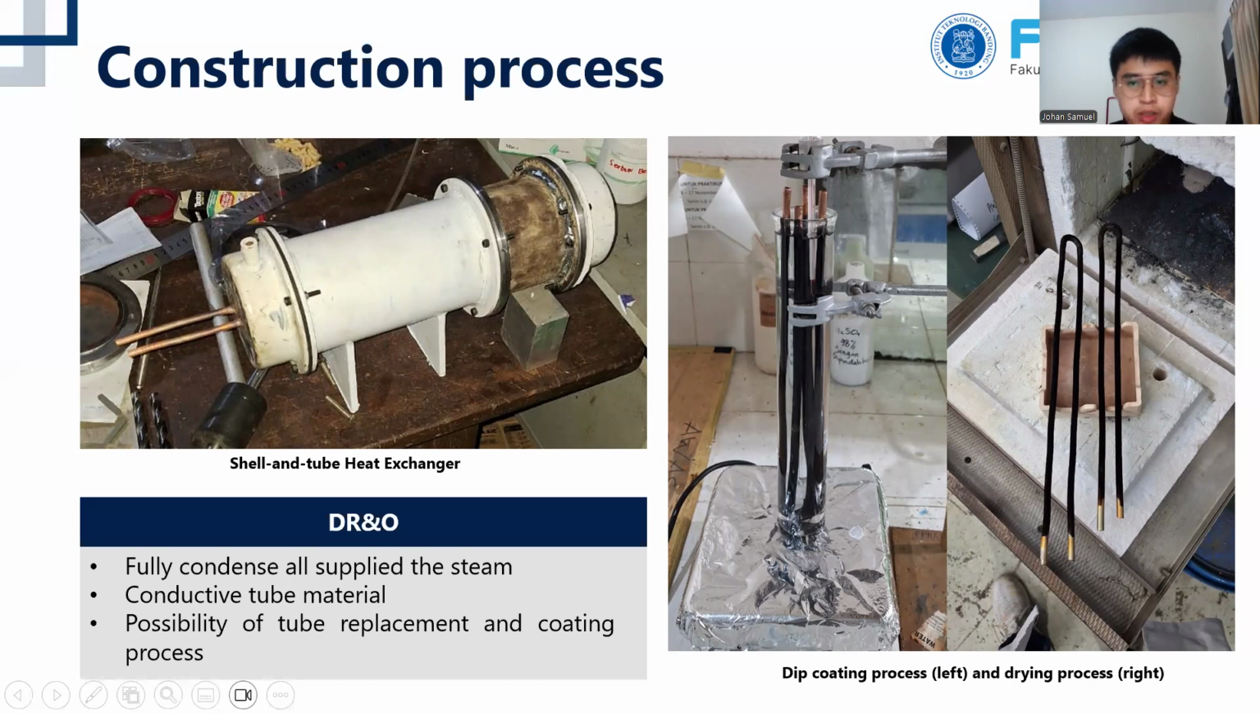The tube material should be conductive to suppress the thermal resistance. Therefore, the copper tube is chosen. And furthermore, the tube of the heat exchanger should be possible to be replaced frequently at ease, because there are several tubes needed to be evaluated. Also, the coating process for fabrication of coated tubes should be done easily. So therefore, 2 straight tubes with almost half the required tube length are welded to a 2 centimeter wide U-bend connector.